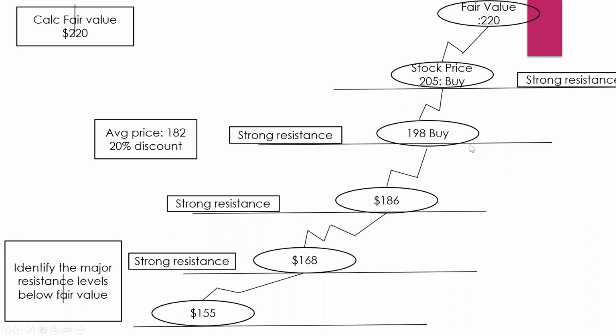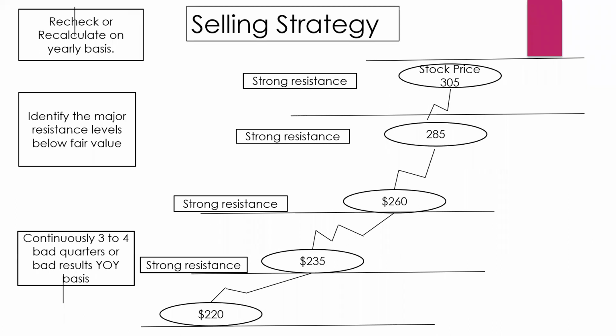So if the fair value keeps increasing, you can keep holding until the company has bad quarters, at least 3-4 bad quarters where you see they're really losing money. Then the fair value will come down, and you can start selling. But again, we can discuss the selling.